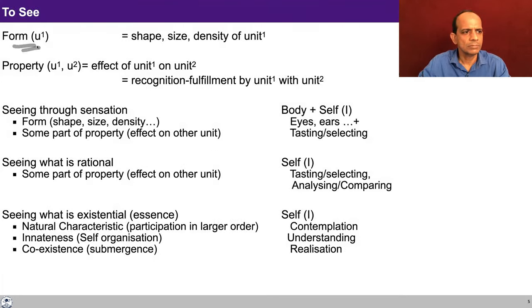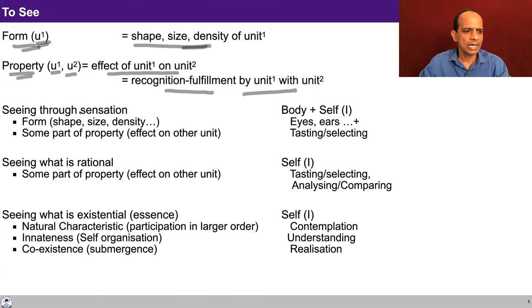Now, looking at the form, let's say the unit is there and we call it U1, the first unit. It has shape, size, density of the unit. If you look at property, it is between two units. So there is unit one and unit two, and the effect of one unit on another unit. And the recognition and fulfillment is there by one unit with another unit.